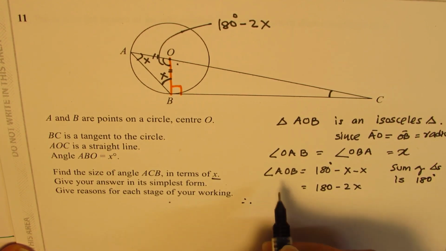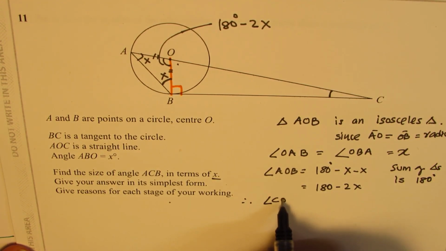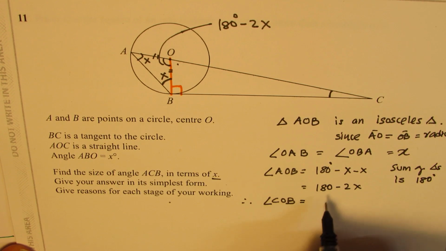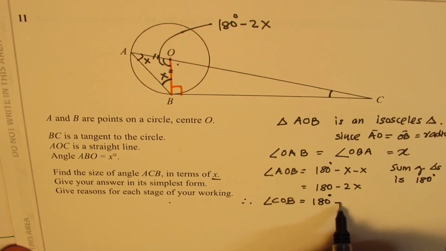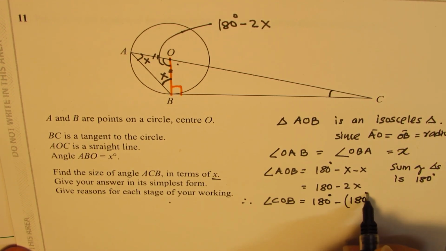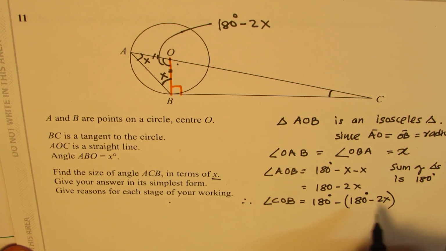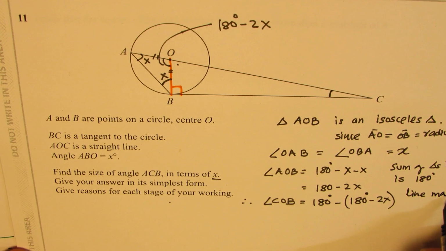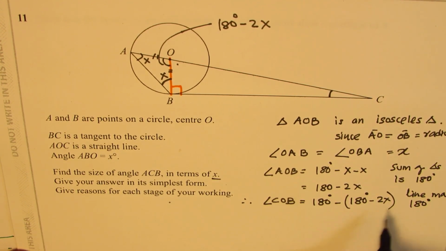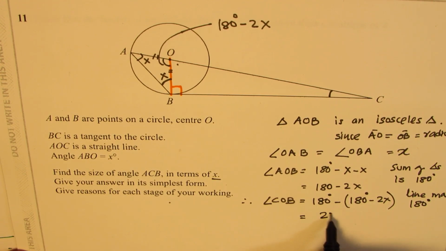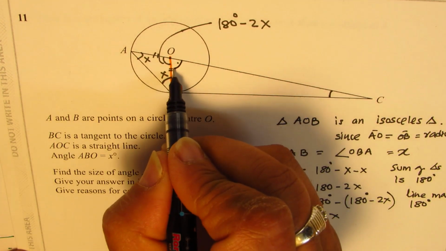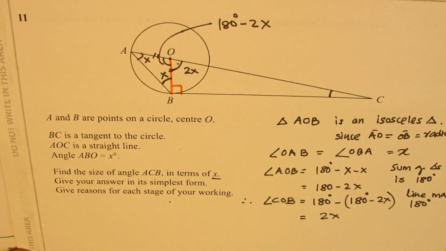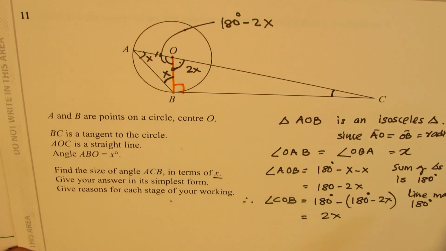So that means that the angle COB is equal to 180 degrees minus (180 degrees minus 2x), correct? This is a linear angle. So line makes 180 degrees, right? So that solves to 2x. So this angle here is 2x, correct? Now we know this is 2x.